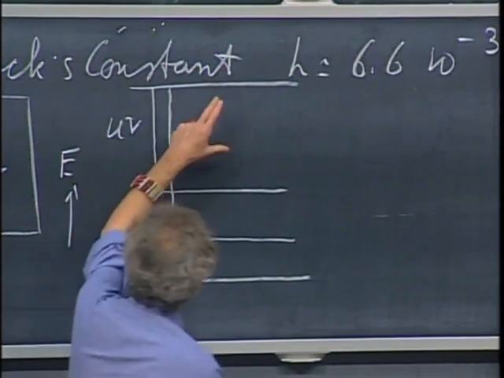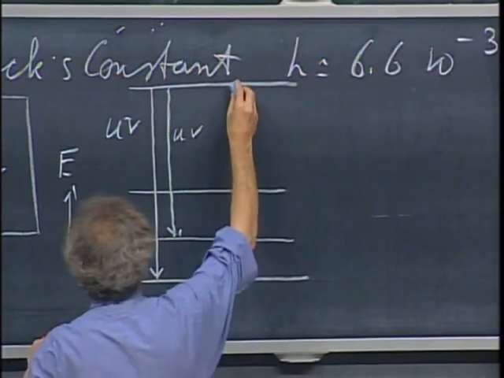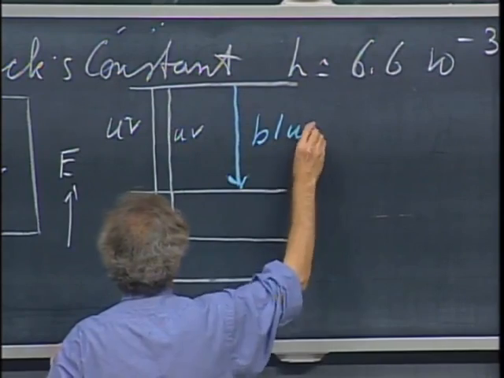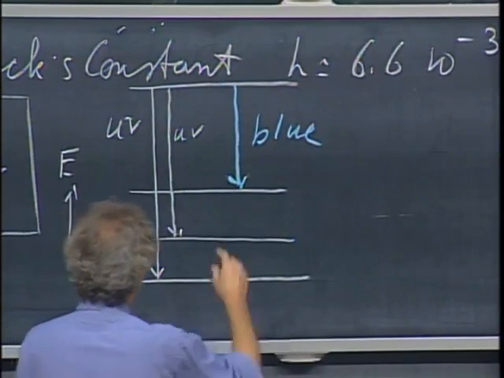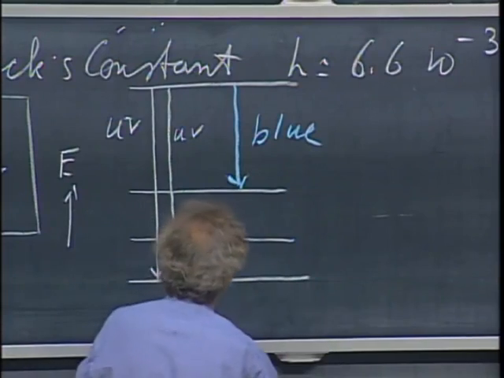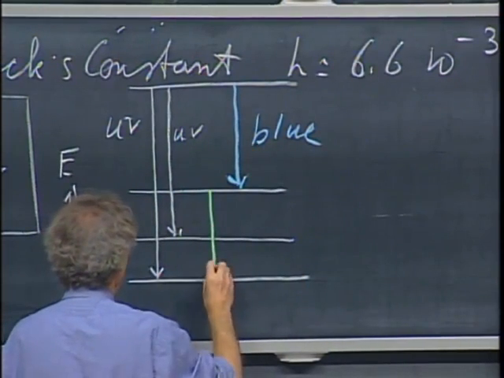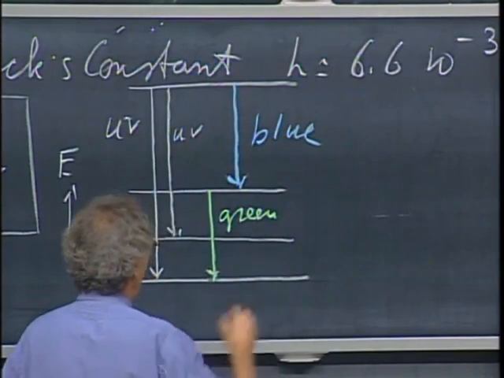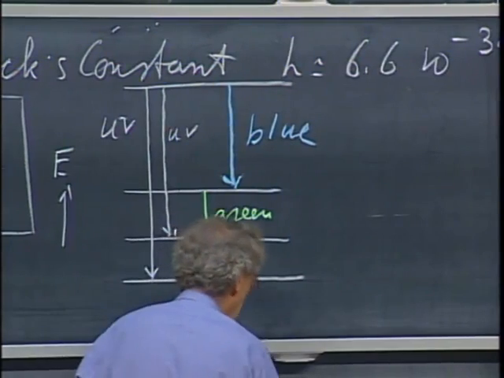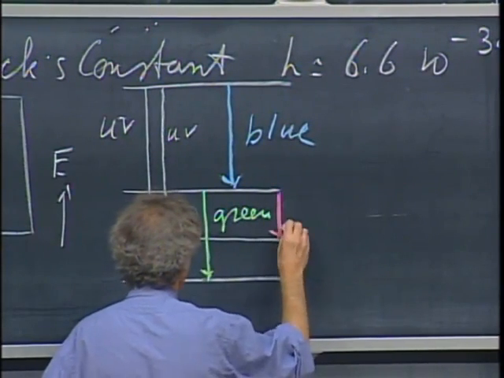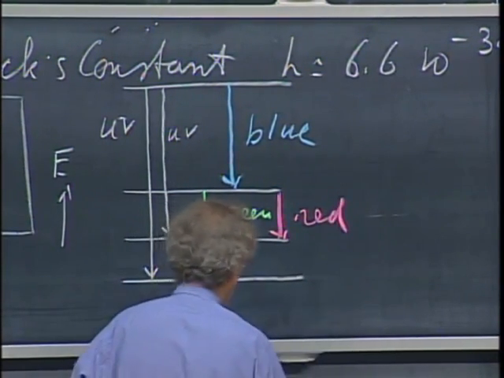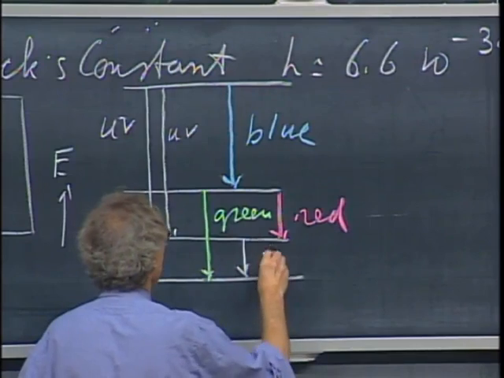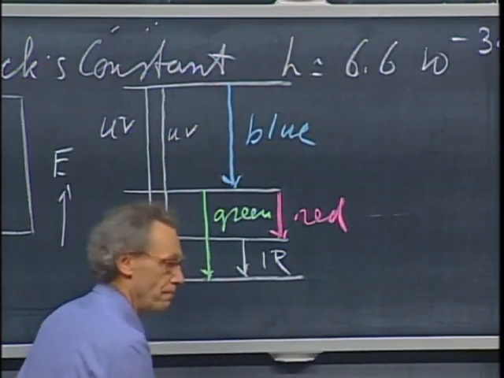But now this jump, which is a little less energy, that may be in the blue part of our spectrum. So we may see this as blue light. And this one, which is a little less than this energy, this jump may generate green light. And the jump from here to here, which is even less, may generate red light. And a jump from here to here, which is even less, may again be invisible. So this may be infrared.